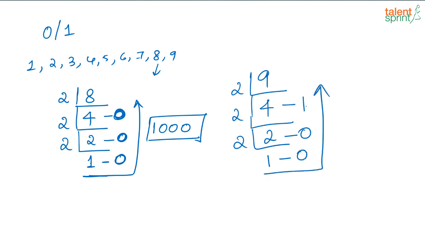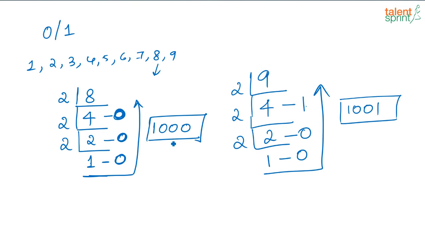So, what is your binary conversion for 9? 1, 0, 0, 1. I hope this is clear. So, this is how you convert a number in the decimal system to the binary system. Now, how will you do it back?